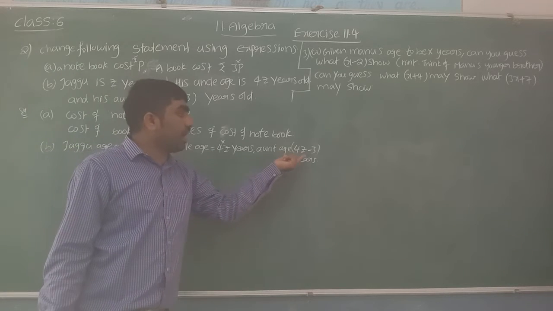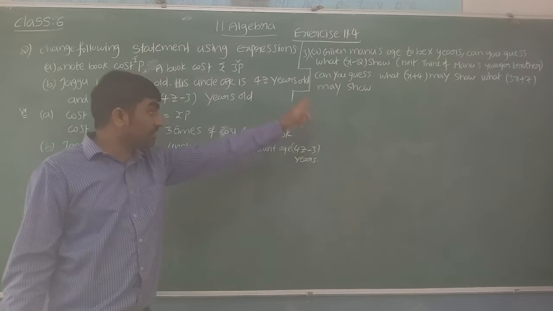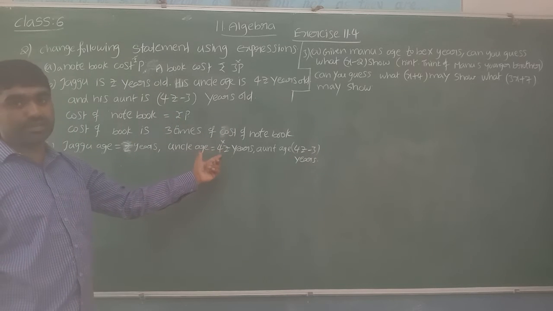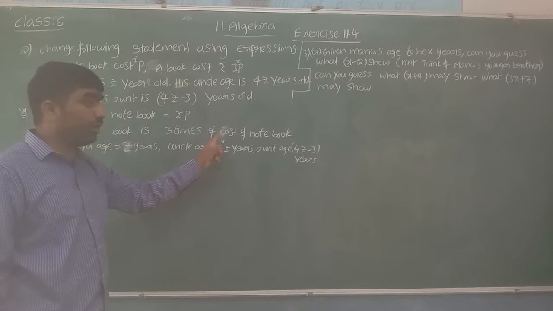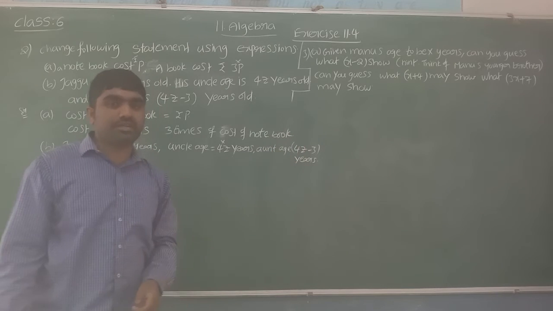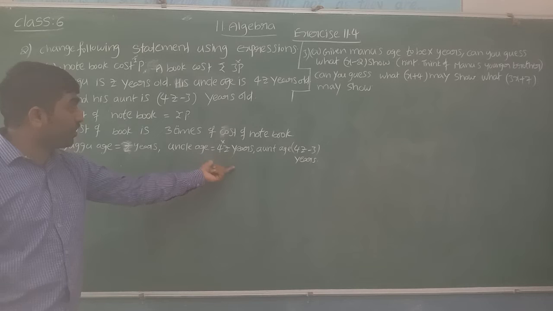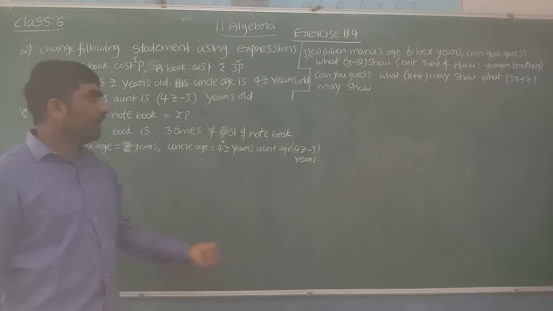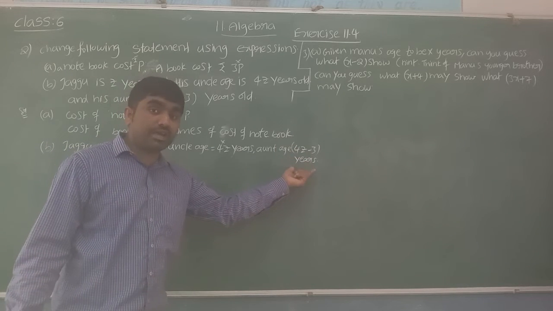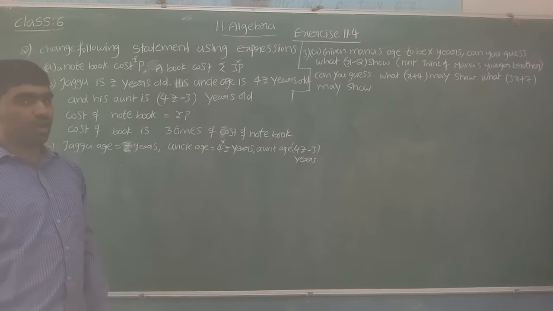And what about his aunt's age? It is 3 years less than his uncle's age. Now, uncle's age is 40, so aunt's age is 37 years: 40 minus 3. So uncle's age is 4 times Z's age and aunt's age is 3 years less than uncle's age.